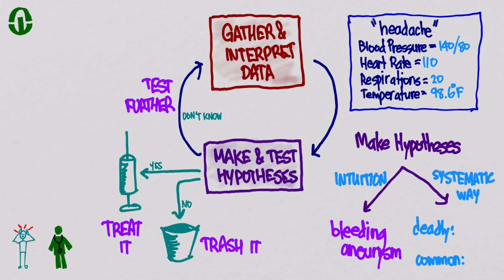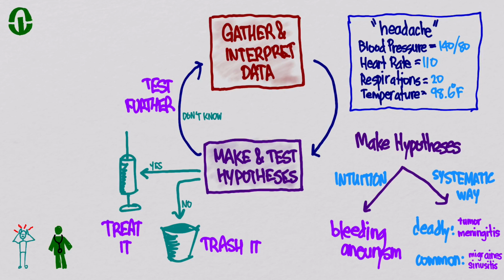So you want to consider some deadly things as well as some common reasons that a patient may have a headache. So some deadly diagnoses you're going to consider are things like a brain tumor or a brain infection called meningitis. And common things you are considering are migraines and sinusitis. And so now what we've done is we've constructed a list of potential hypotheses, including a bleeding aneurysm, tumors, meningitis, migraines, and sinusitis.